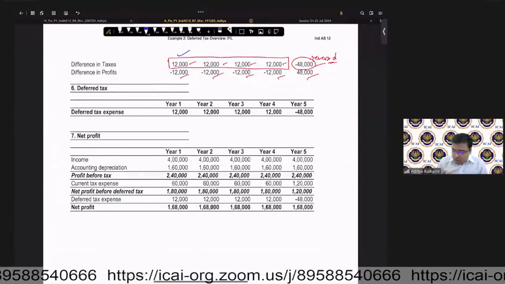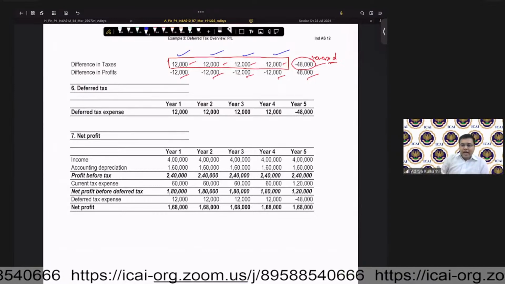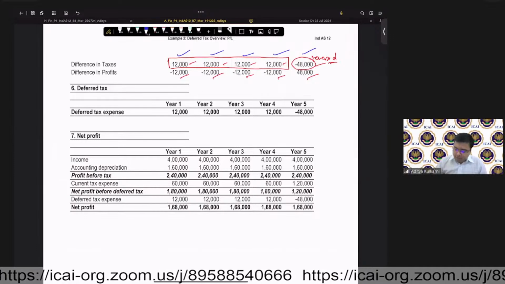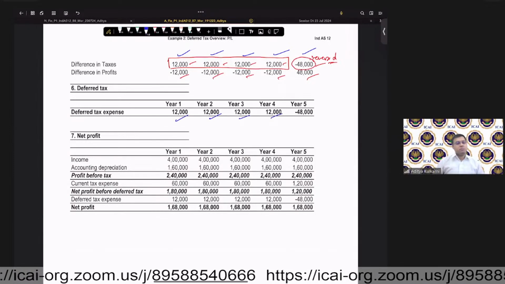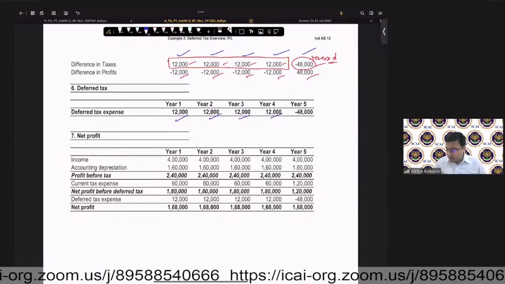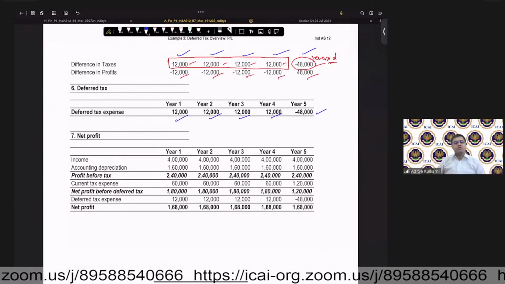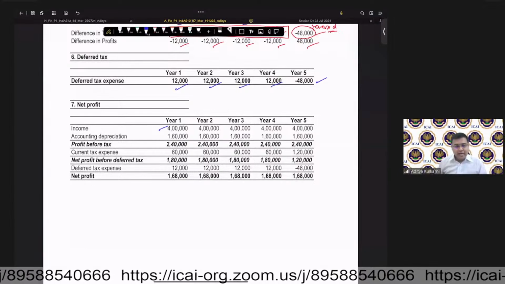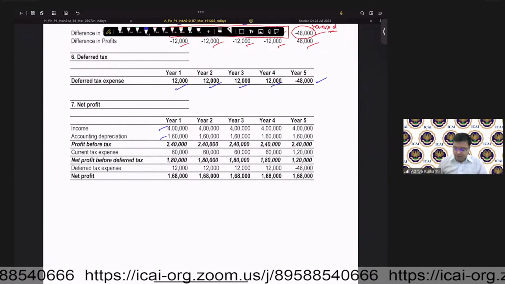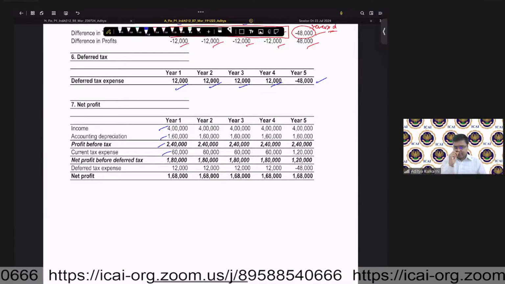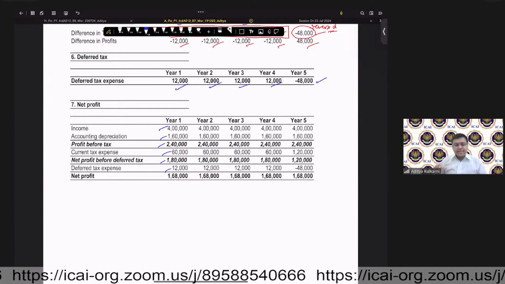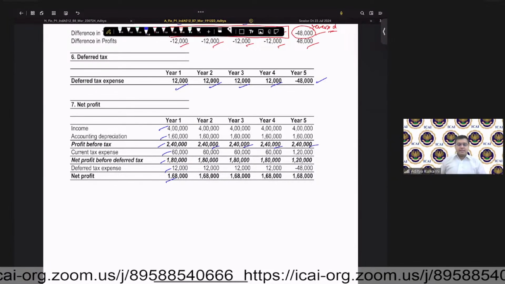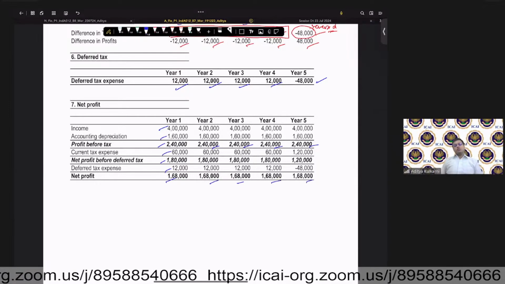So this 12,000 which you have paid less each year has actually been paid in the fifth year as 48,000. Therefore, your deferred tax expense that you need to book each year is 12,000, and in the fifth year that deferred tax will get reversed, 48,000. So your P&L looks something like this: 4 lakh, accounting depreciation 1 lakh 60, PBT 2 lakh 40, current tax expense 60,000, deferred tax 12,000, so net profit 1 lakh 68. Profit before tax is the same. Net profit after tax also is the same.